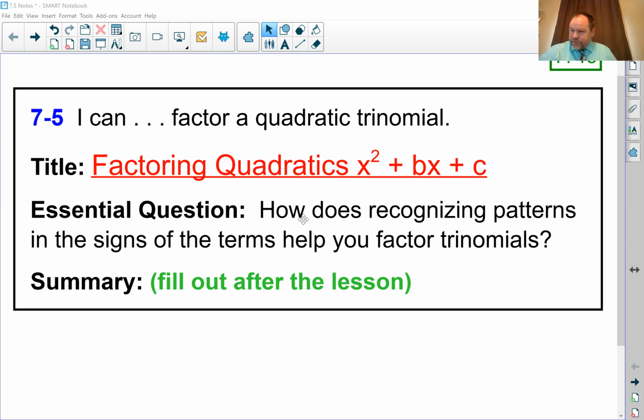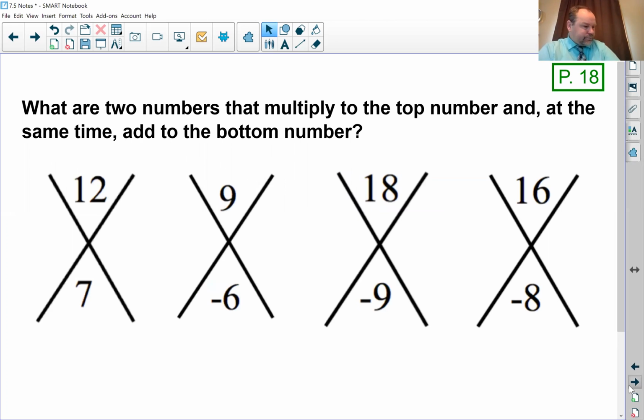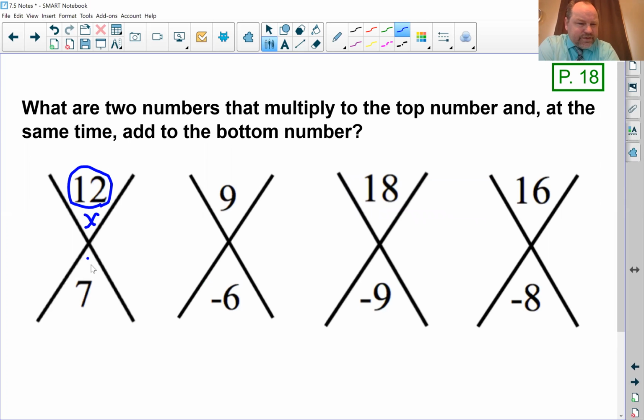All right. So if we start kind of with what we did last week, we were looking at pairs and trying to find two numbers that multiply to the top and add to the bottom. So either use the chat or unmute yourself and let me know what are two numbers that multiply to 12 and add to 7.